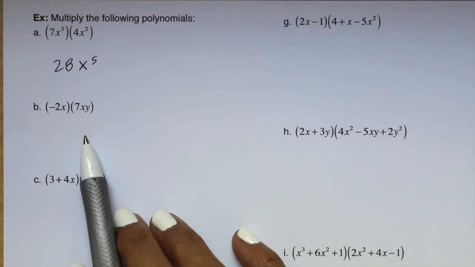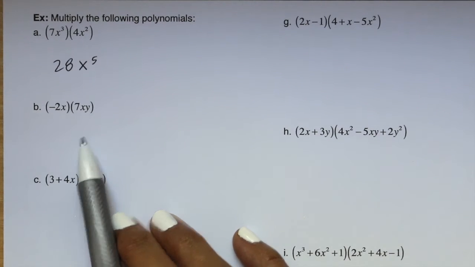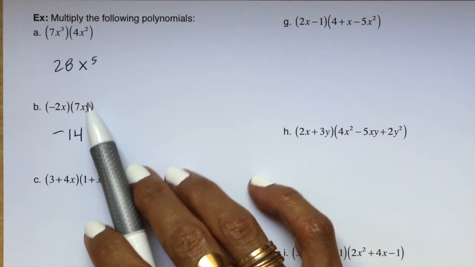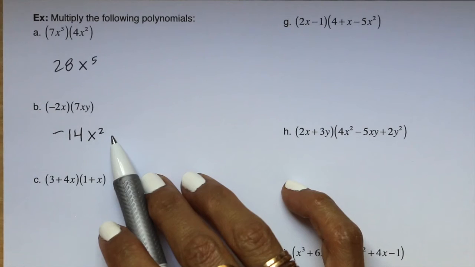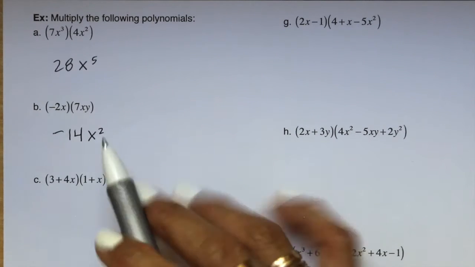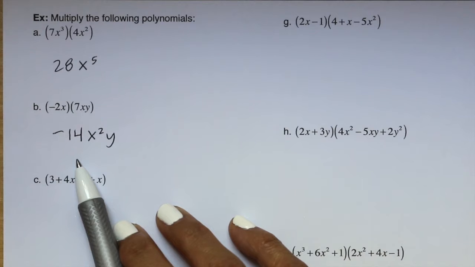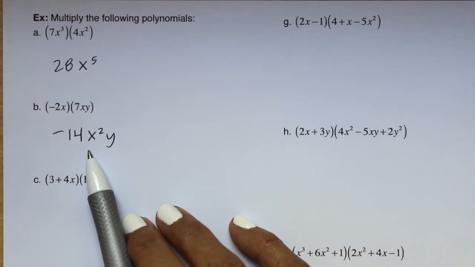For part B, we're going to do the same thing. We're going to multiply negative 2 times 7 to get negative 14. Next, we have x to the 1 times x to the 1, which is going to make x squared. And then you also are going to include the y. So you get negative 14x squared y.